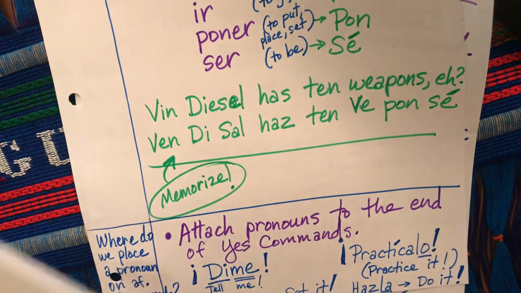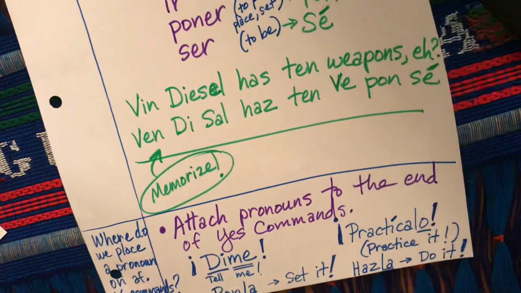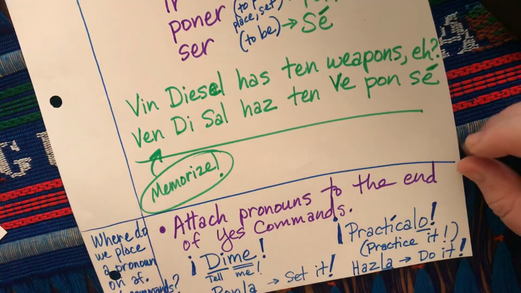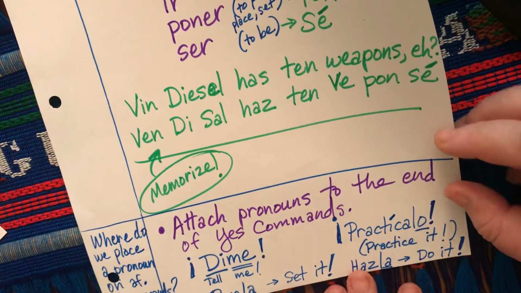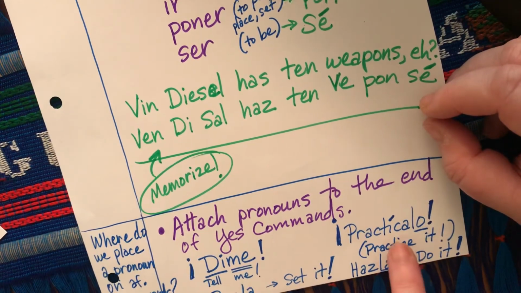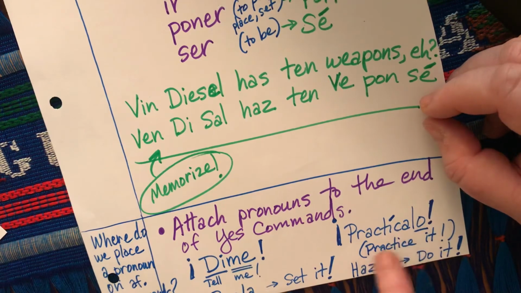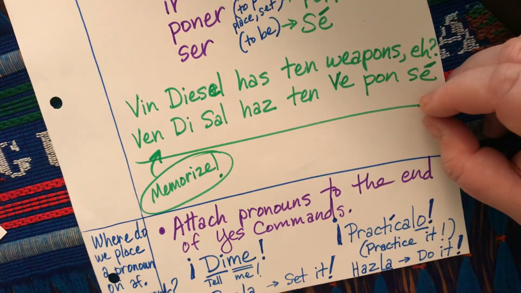So you get things like these. Dime, tell me. Dime. So di is your command. If you look from your list of eight, di is tell or say. Dime, tell me. Here's one that's not irregular. Practica, practice it. Practícalo. Practícalo, practice it. If your verb has more than one syllable and you're adding a pronoun, you're going to add an accent to the third to last syllable.